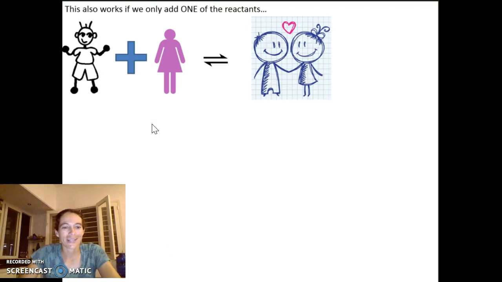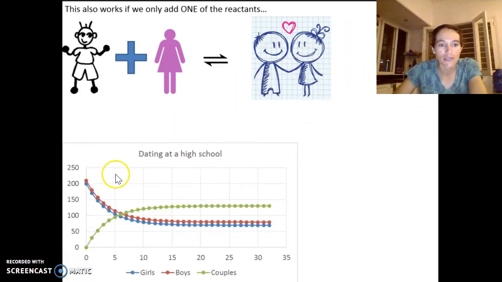So let's look at this in a little bit less chemical way. Imagining a school where we've got boys, we've got girls, and boys and girls can date each other. This is a very old school where the rules just work like this, no other way. But the couples can get together and they can break up. And so at the beginning of the school year, everybody's single. Looks like at this school there's a tiny bit more boys than girls. But pretty quickly they start getting into couples.